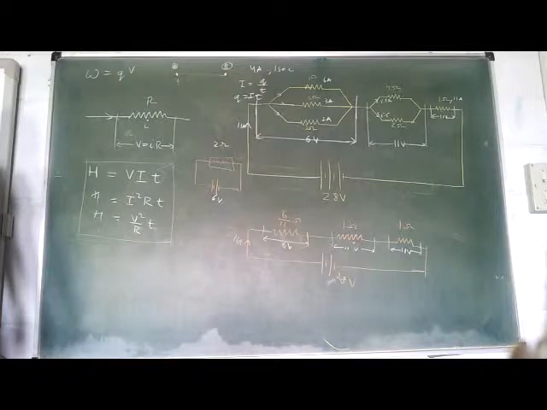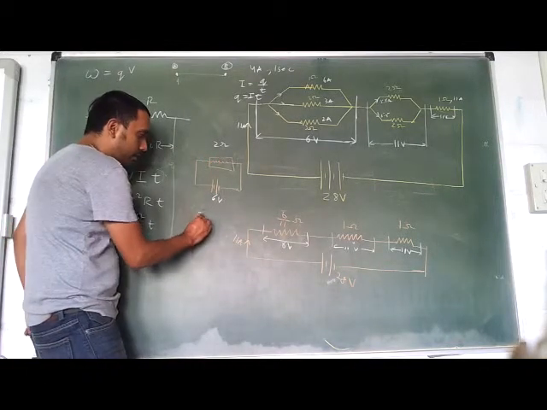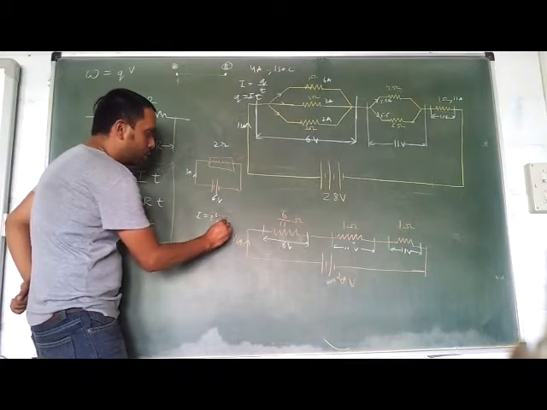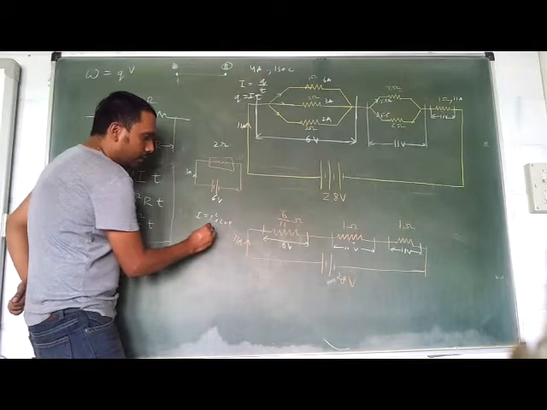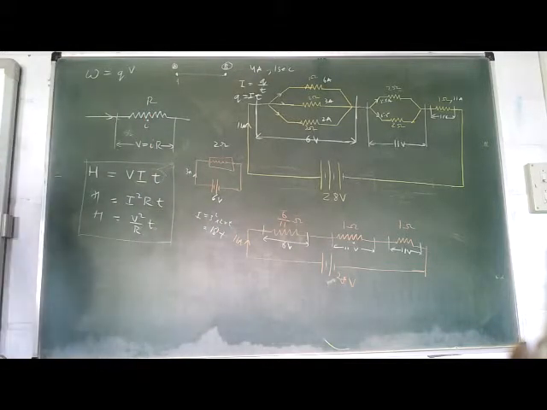3 square into 2 into T, right? So how much is the heat generated in this case? 3 amperes are flowing. It is 3 square into 2 into T. It is 18 times the time. In 1 second 18 joules. In 2 seconds 18 into 2 joules.